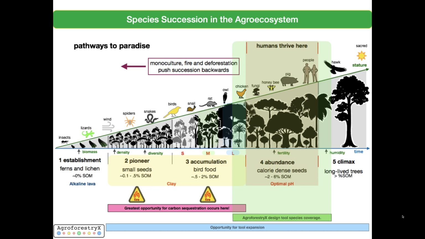Trained farmers can accelerate this process via design and management. Pruning is vital to the accelerated management program. The first three steps, establishment, pioneer, and accumulation, in this succession model are devoted to acquiring nutrition into the system and transforming it into an available form with the greatest diversity of nutrients at the optimum pH for availability to the system.